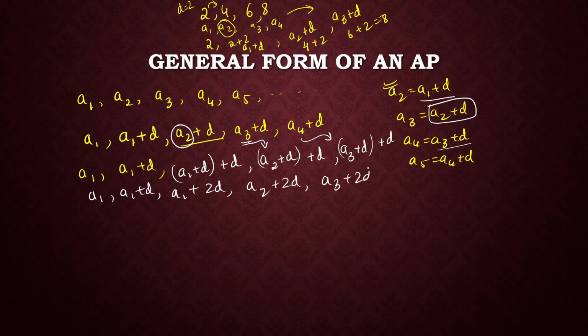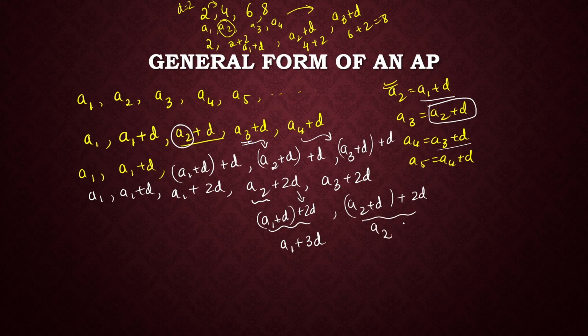A3 plus 2D. Now, again, if you observe here, I can write this A2 as A1 plus D plus 2D, is this one. Now again I can write A3 as A2 plus D plus 2D. So this term became A1 plus 3D. And here this term became A2 plus 3D. Now again here in place of A2 I can write A1 plus D, and this is plus 3D. So that is equal to A1 plus 4D.